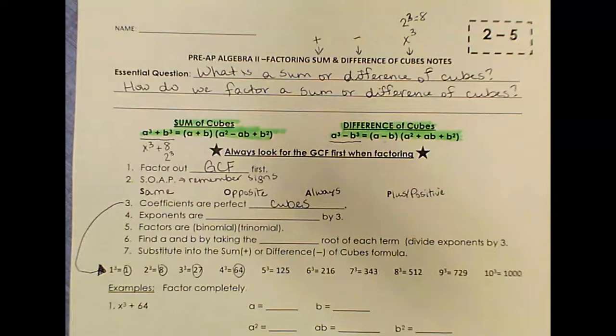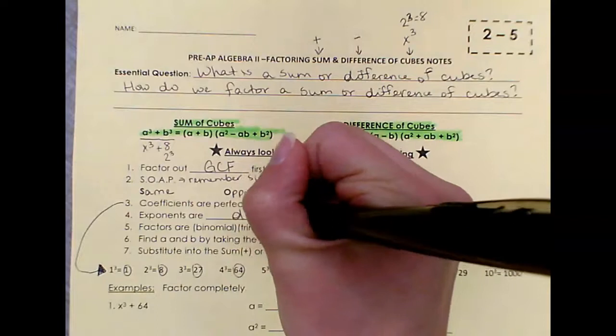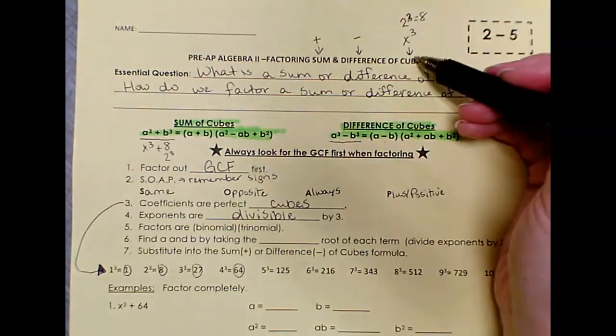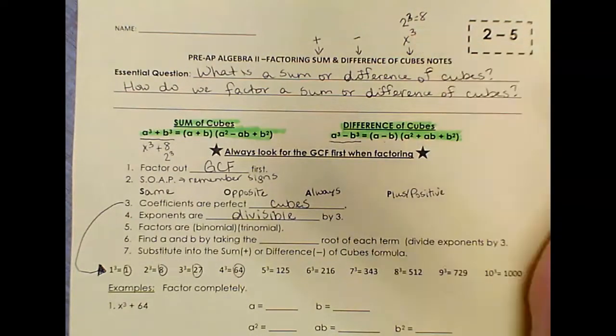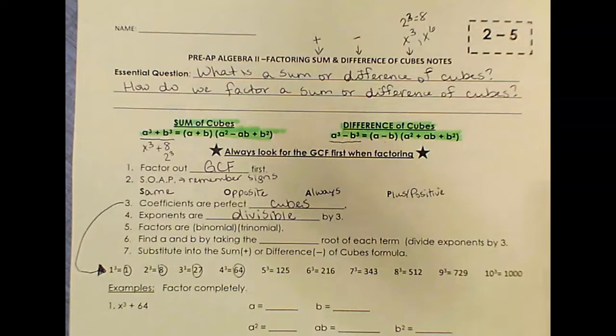Exponents, before, when we did difference of two squares, needed to be divisible by 2. They needed to be even. But since we're not talking about difference of squares, we're talking about sum and difference of cubes, exponents need to be divisible by 3. Remember how we talked about cubes being like x cubed? Well, this 3 is divisible by 3. That means that it's a perfect cube. I could also have x to the power of 6 because 6 is divisible by 3.